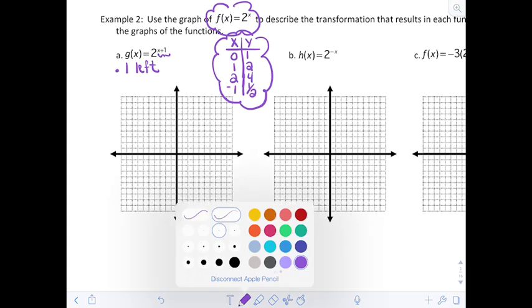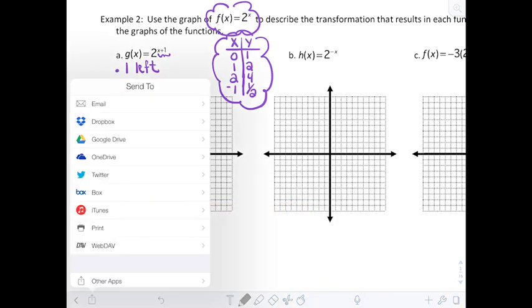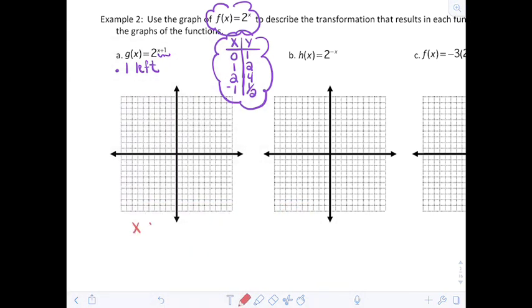So what we're going to do, I'm going to come down here, make a new little chart, and see what those points are now going to do. So if I move 1 left, that only affects the x values. So my y's are going to stay the same: 1, 2, 4, 1/2. However, my x values, if I want to go left, I'm going to have to subtract 1. So 0 goes to negative 1, 1 goes to 0, 2 goes to 1, and negative 1 goes to negative 2.